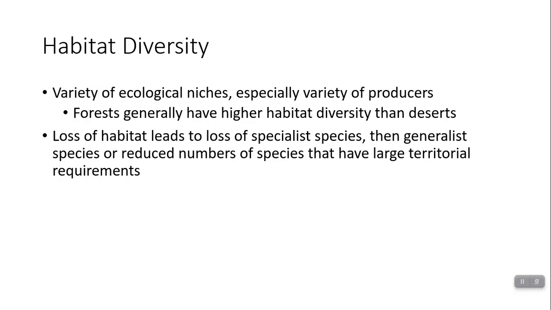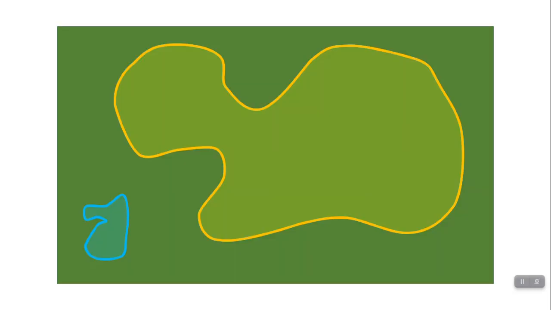It can also have an impact on some species that need to have a large territory. So let's say we have this nice green environment here, and the outlined areas represent the size of territory you have to support one organism of a particular species.